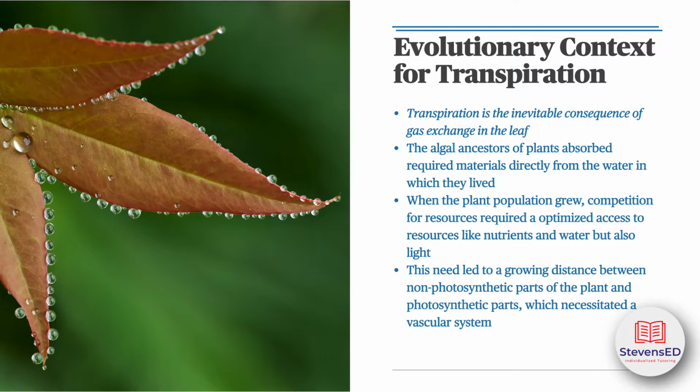As plants increased in number, competition for resources became a driving factor of evolution that selected for plants with broad, flat appendages that could better absorb light. Nevertheless, these broad leaves increased surface area, which resulted in more evaporation.